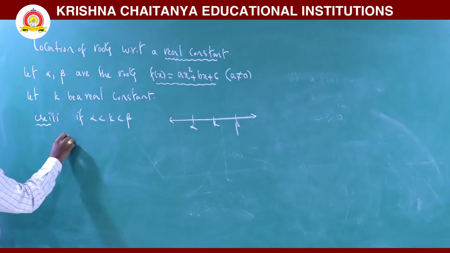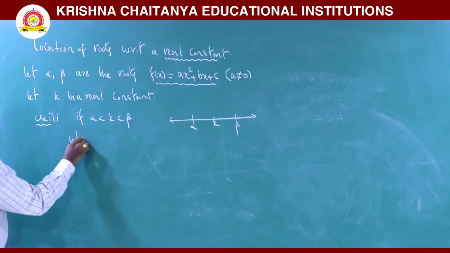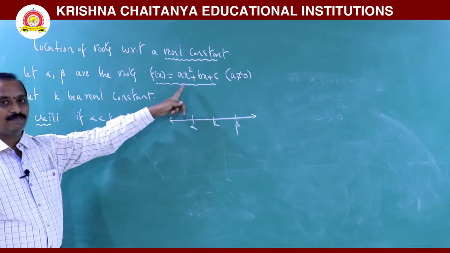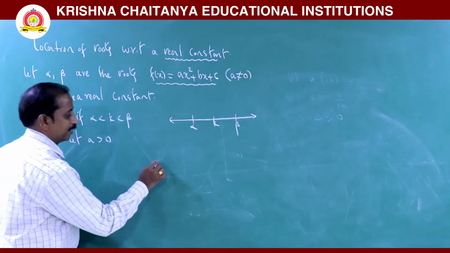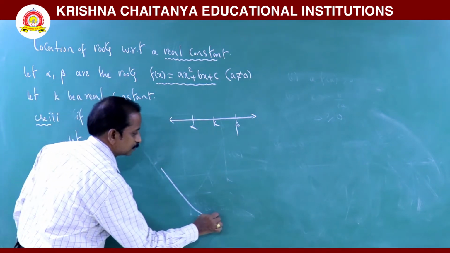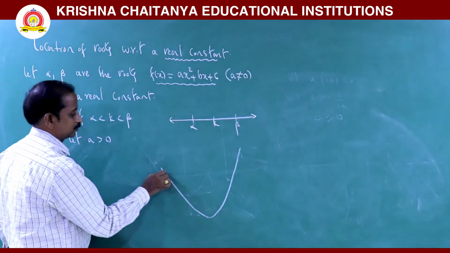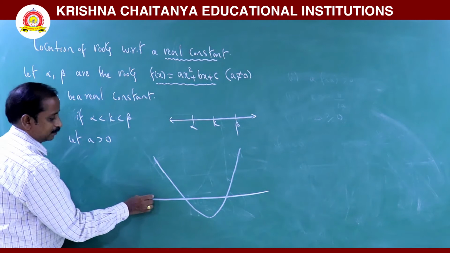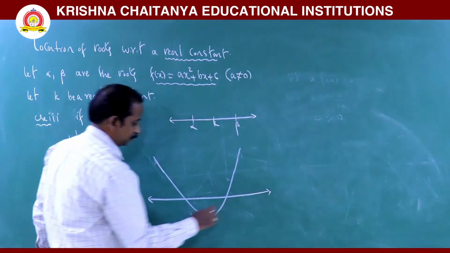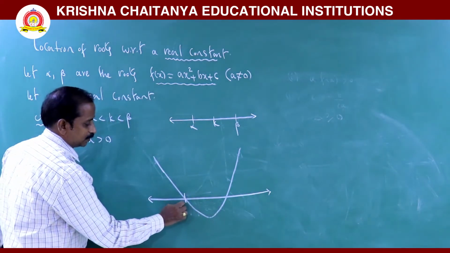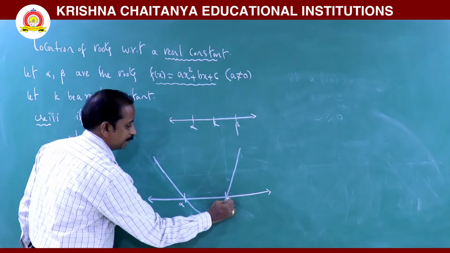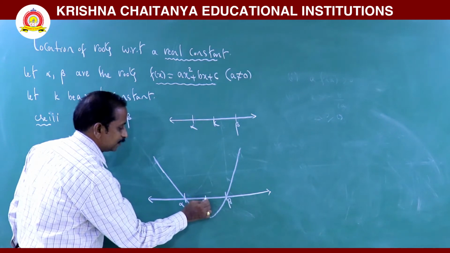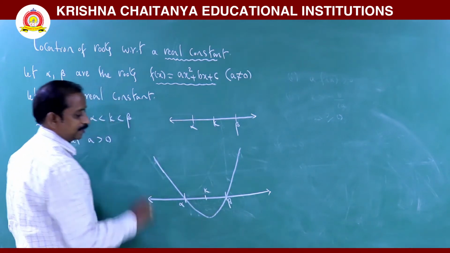Our assumption is a greater than 0. If a greater than 0, the graph opens upwards. Frame the graph. So this is the graph opening upwards. Consider the real line. So this is the real line. On this real line, substitute the roots. This is alpha, this is beta. Now between alpha and beta there is a real constant k.